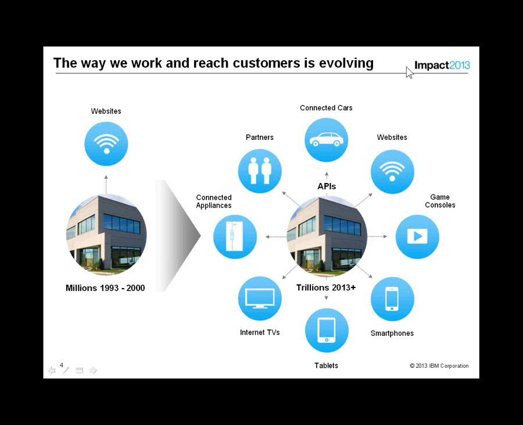Like, for example, a person, you have a smartphone, he probably also has a tablet, he has his own website. If some cars in the West are connected cars, internet TVs are very commonplace.